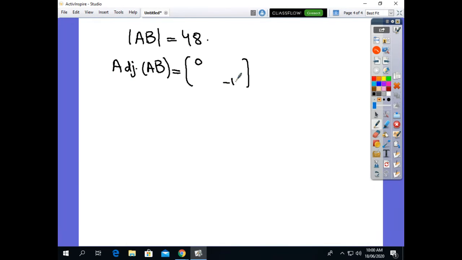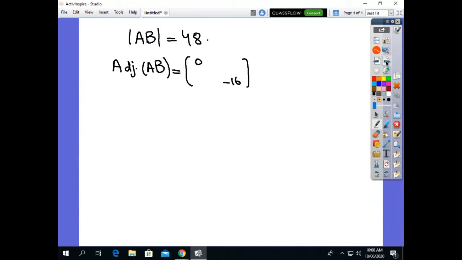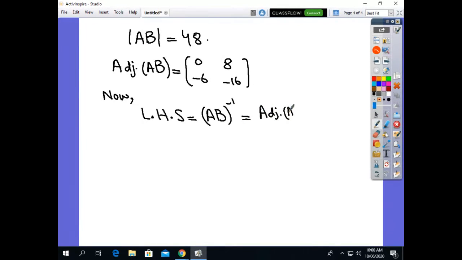That is 0, negative 16. And change the sign of the other diagonal values, 8 and negative 6. It becomes 8 and negative 6. Now, at last, left hand side, which is AB whole inverse, is equal to, by definition, adjoint of AB divided by determinant of AB.